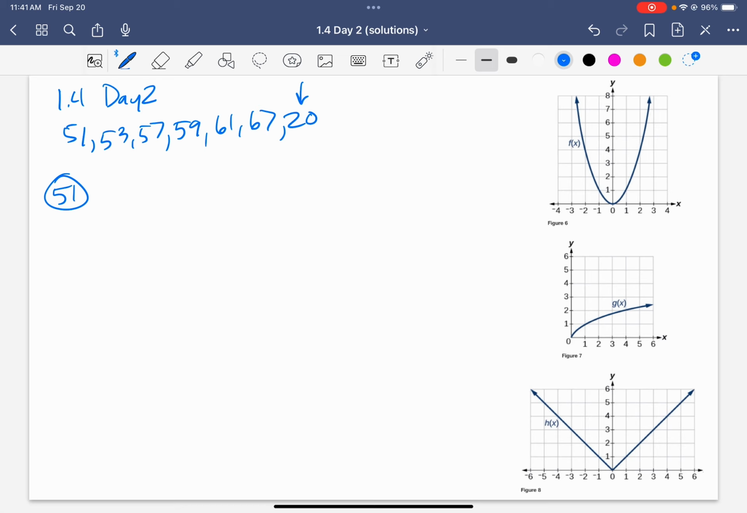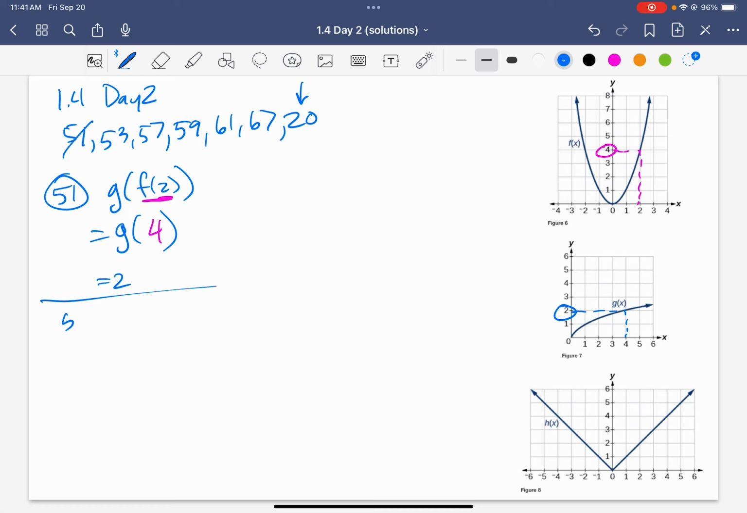So 51 asks you to first find g of f of 2. So I first find f of 2 by going to the f function, plugging in 2, and I get an output of 4. So this is just 4. Then I find g of that. Well, what does g do? G of 4, if you plug in 4 in g, you get out 2. So that's your answer.